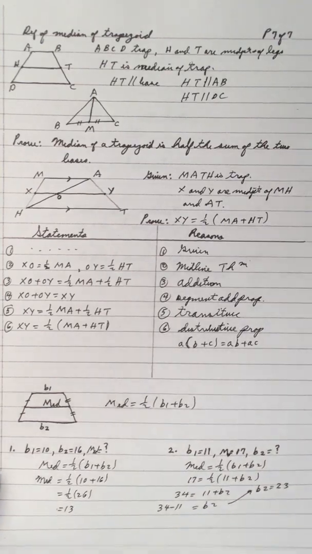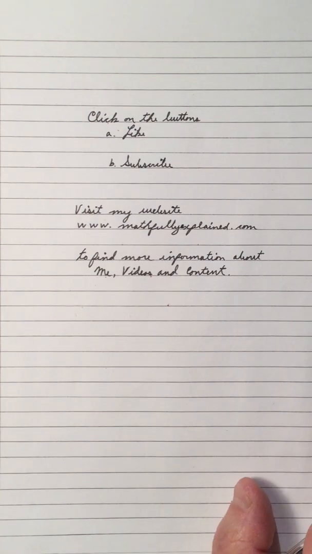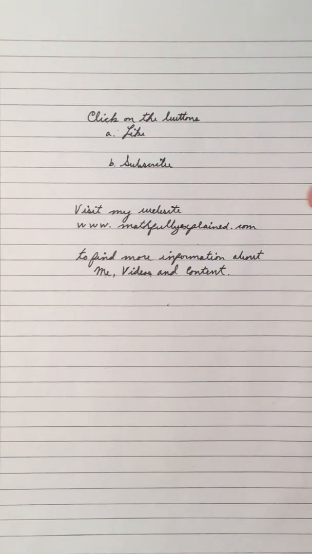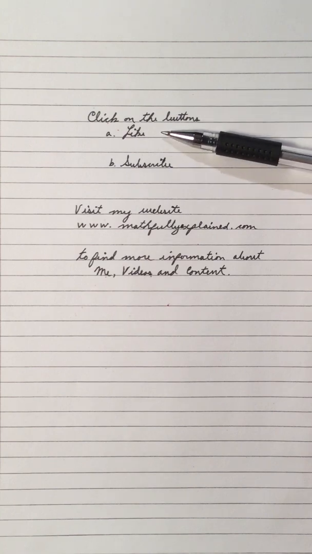So that brings us to the end of the proofs on trapezoids. There are only some proofs. There are many more proofs to do on trapezoids. But the more proofs you do, hopefully the better you understand what you're doing.